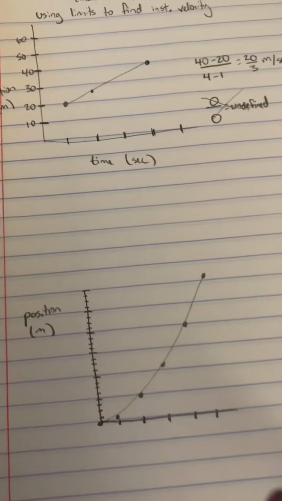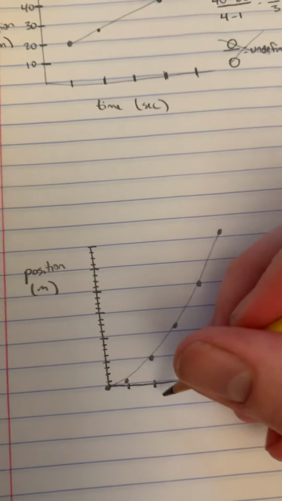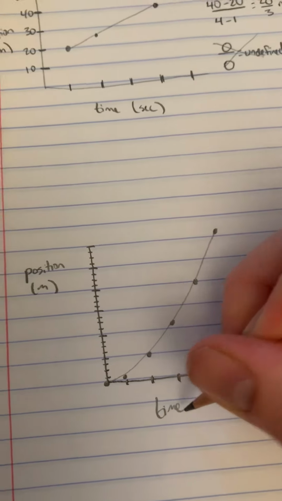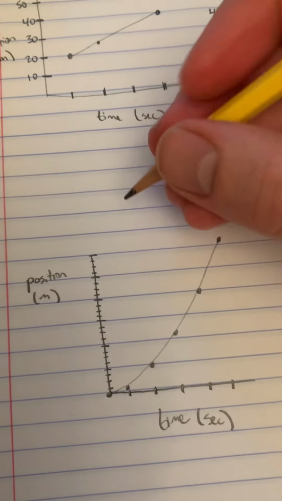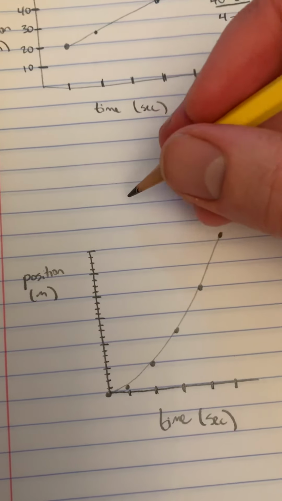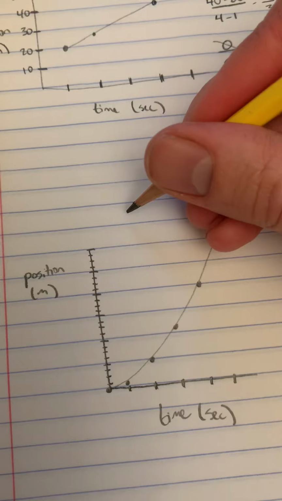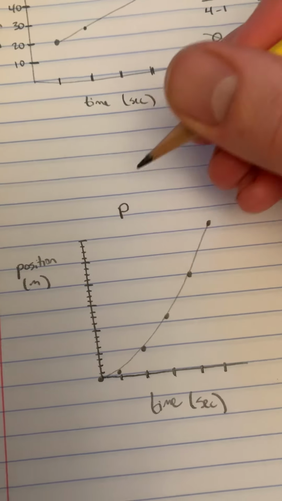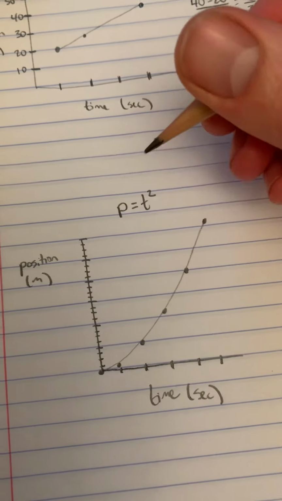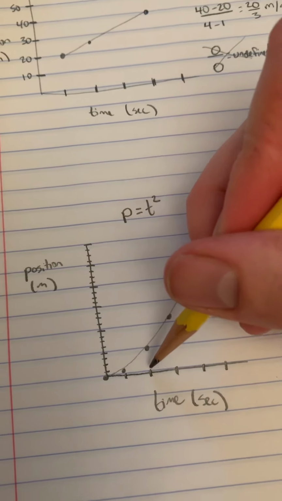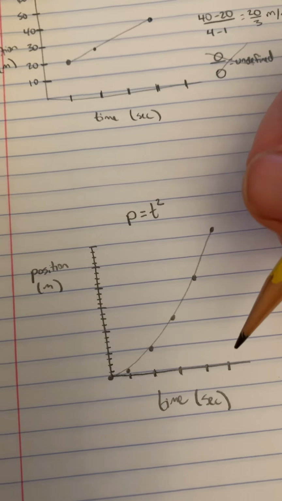And let me give you another example. Let's say that we're again dealing with position versus time. And so we'll say that this is time represented in seconds. And this actually would be represented by your position, which we'll call P, is equal to T squared. 1 squared is 1, 2 squared is 4, 3 squared is 9, 4 squared is 16, etc.